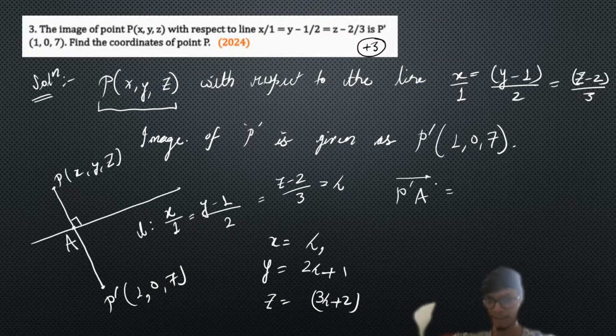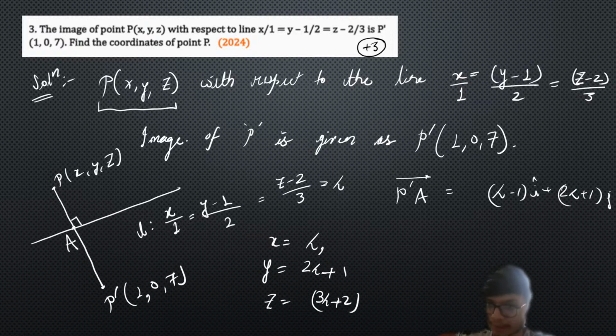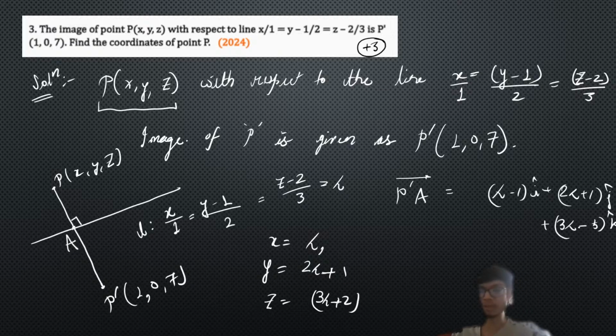We basically find this as lambda minus 1 i cap plus 2 lambda plus 1 j cap, and plus 3 lambda minus 5 k cap, right? So this is how we will have the vector P dash A. Now we know that the P dash A vector is definitely perpendicular to this particular line.